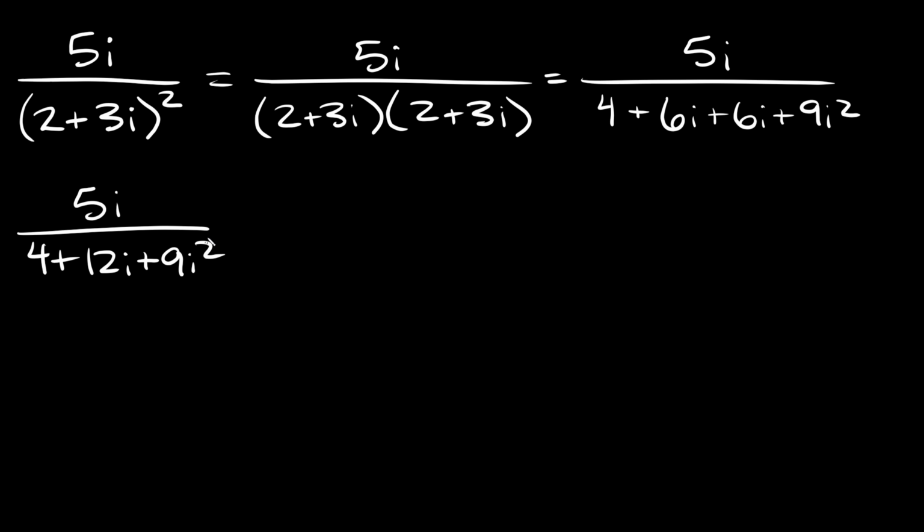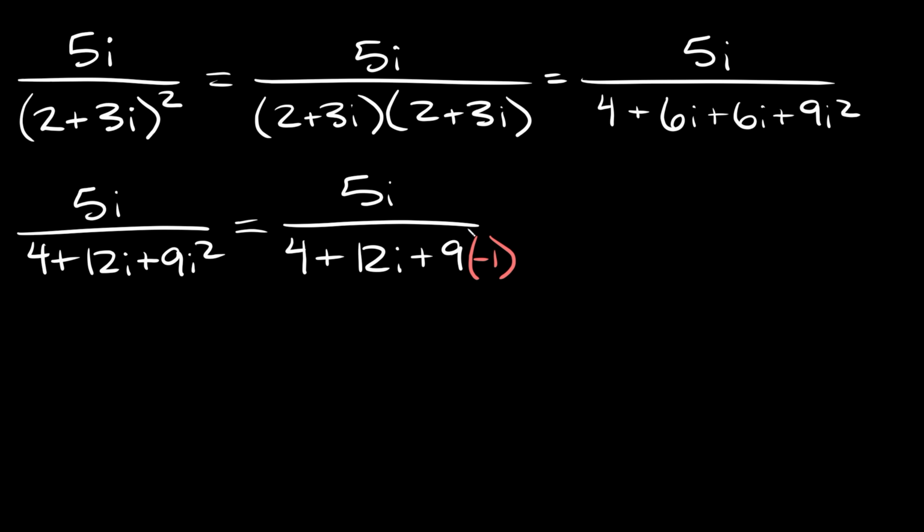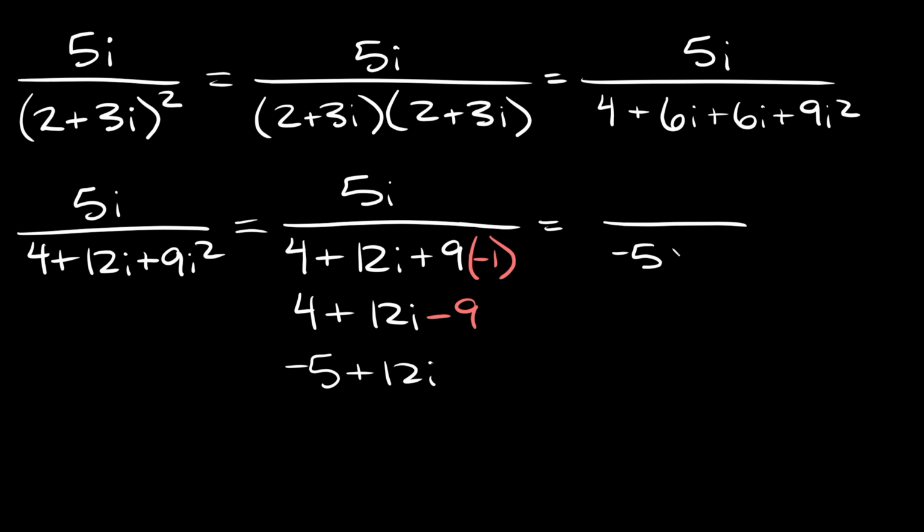9i squared. All right, so now that we simplified this, remember, we always want to get rid of our i squareds. So this is going to be equal to 5i over 4 plus 12i plus 9 times negative 1. So then here in the denominator, it's going to change to 4 plus 12i minus 9. So then you can see that we can combine like terms, right? 4 minus 9 is equal to negative 5. So in the denominator, we're going to end up with negative 5 plus 12i, all right? So then this is all going to be equal to 5i over negative 5 plus 12i.